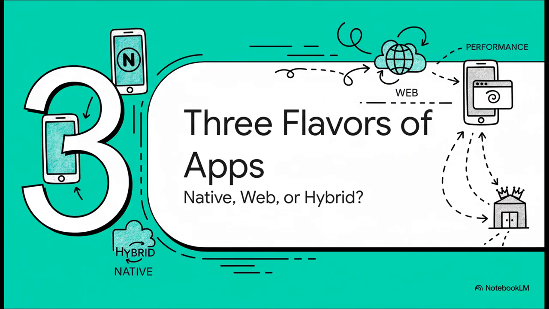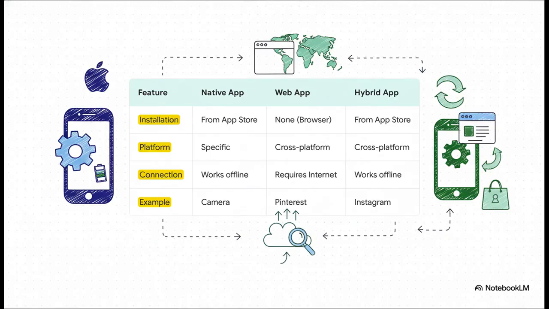So, after a developer picks a kingdom, they have to make another big choice. See, not all apps are built the same way. They actually come in three main flavors. And this decision impacts everything from how fast the app feels to how you even get it on your phone in the first place. Okay, this table breaks it all down, and it's all about trade-offs.